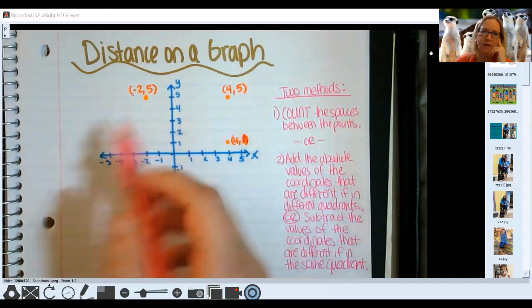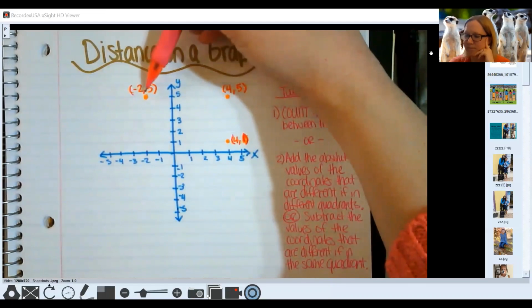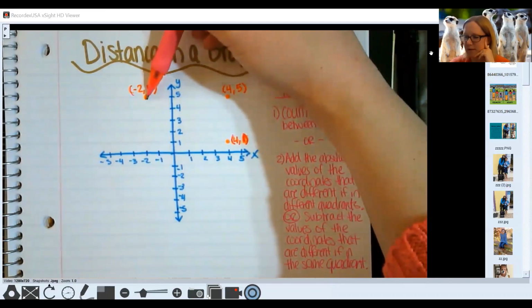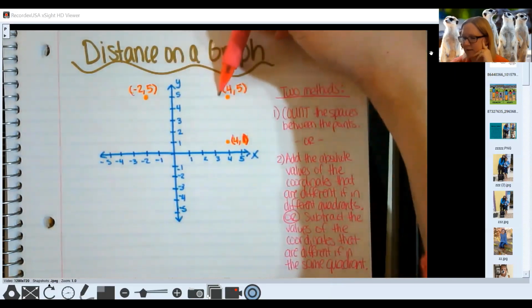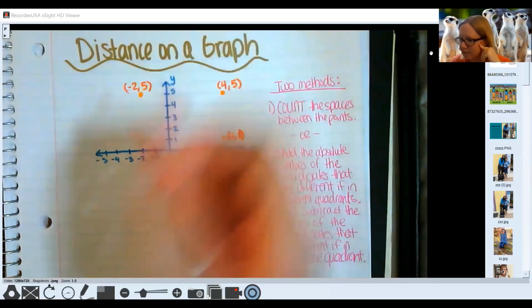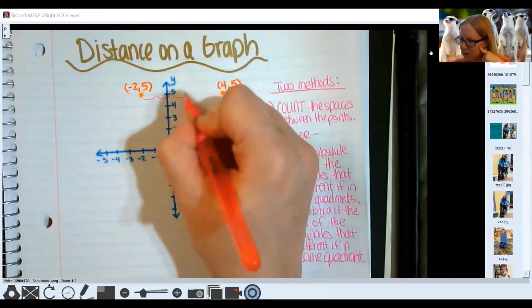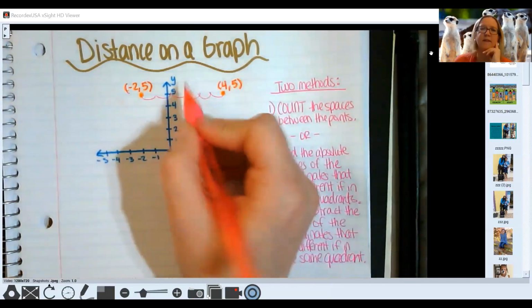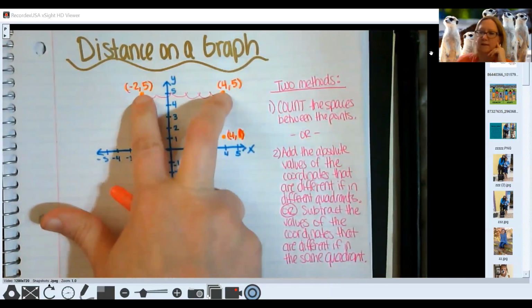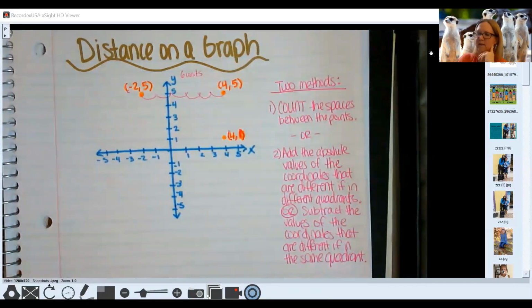And normally on your graph paper, you're going to see all the grid lines. I don't have that here, but if I counted all the spaces in between, I've got 1, 2, 3, 4, 5, 6. In fact, let me draw that out for you since the grid lines are not here. I wish I had graph paper, but it's all at school. All right, so that's a total of 6 spaces. So from here to here, that distance is 6. And I'll say 6 units because it doesn't give me an exact unit of measurement.